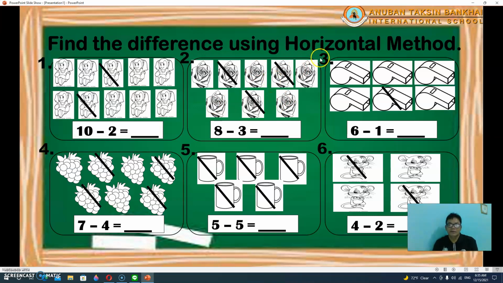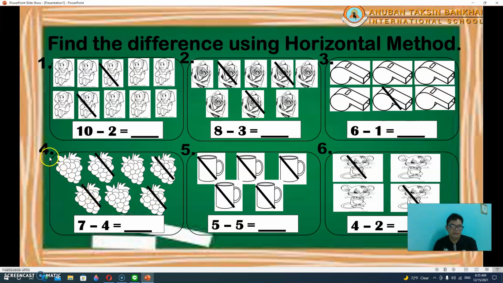And number 3. What are they? Whistles. How many whistles are there? 1, 2, 3, 4, 5, 6. So 6 minus 1. What is your answer? 1, 2, 3, 4, 5. So 6 minus 1 equals 5.